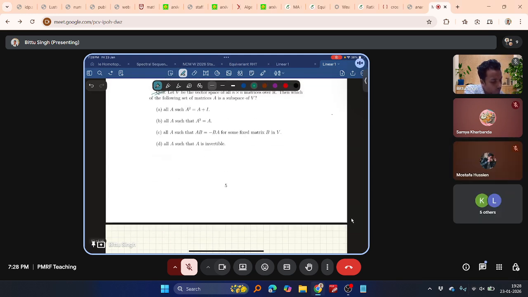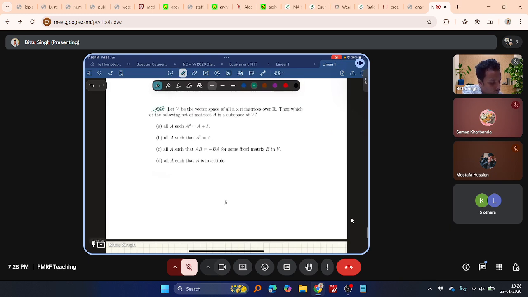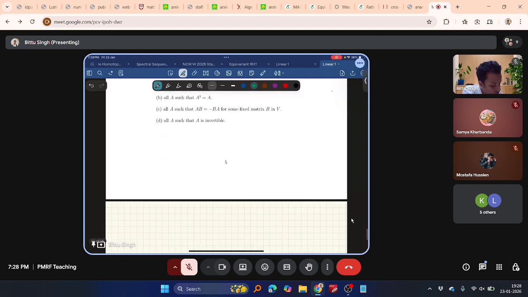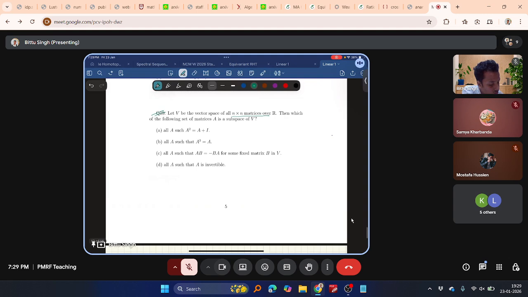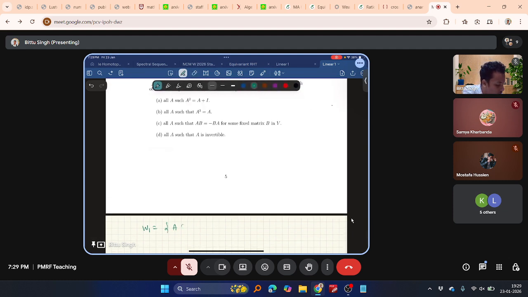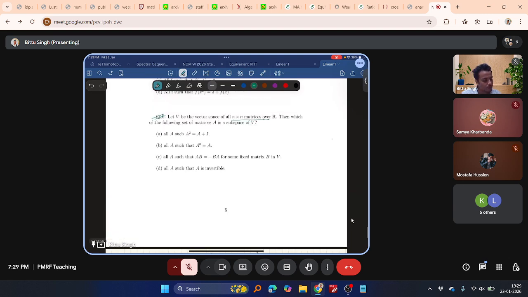So we need to see which condition will give me a subspace of the vector space consisting of n by n matrices over the real numbers. The first condition: let me denote the set obtained by the first condition. W1 consists of all those n by n matrices A such that A square equals A plus I. Will it be a subspace of the vector space V?